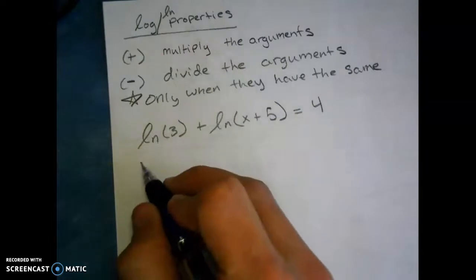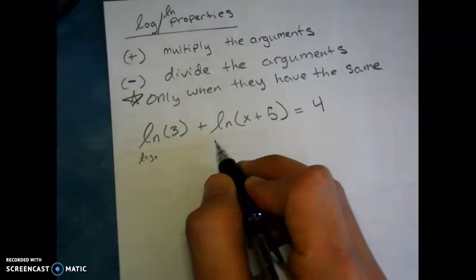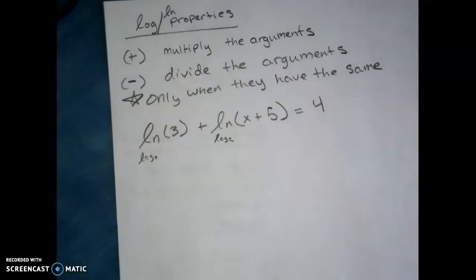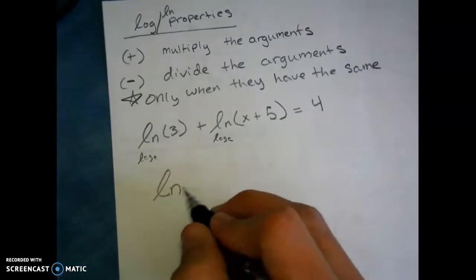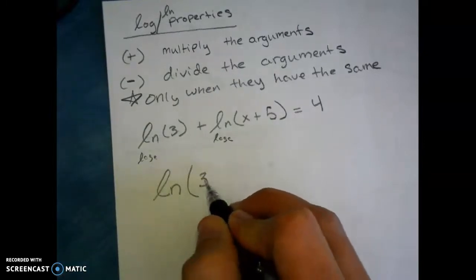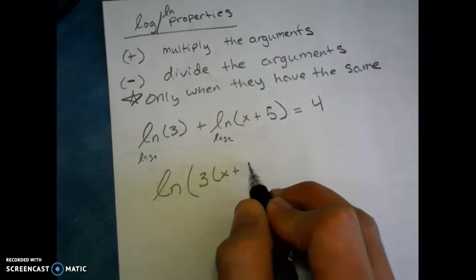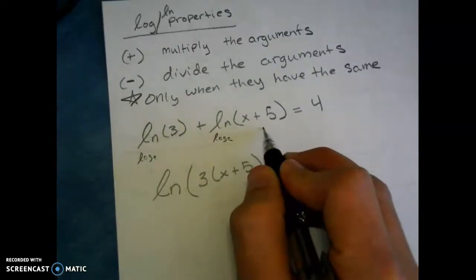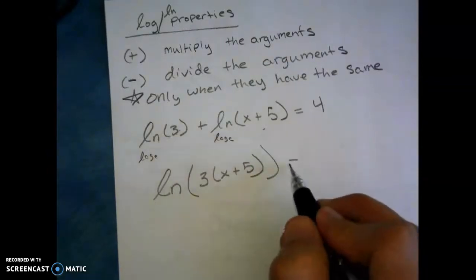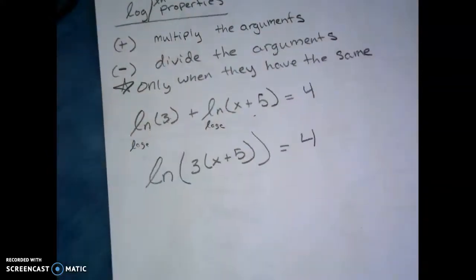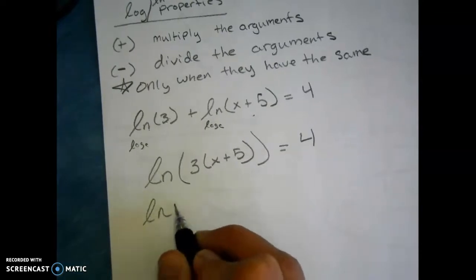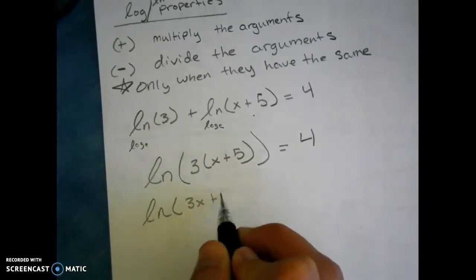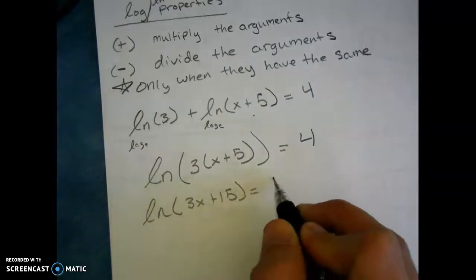So here we know this is just the natural log of e, natural log of e. Well, they have the same base, they're adding, so that means I multiply my arguments. So I combine into 1 and then multiply my arguments together. So I have 3 times my x plus 5, and then this is equal to 4. Okay, now I can carry out this multiplication. So I have the natural log of 3x plus 15 is equal to 4.